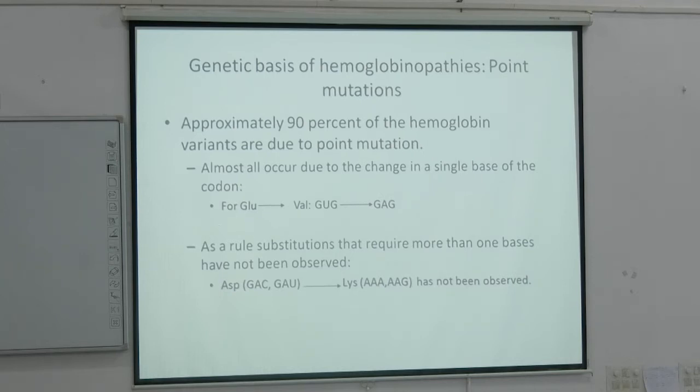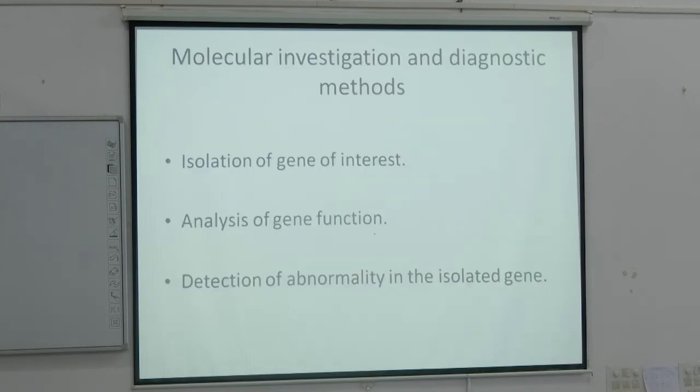This is what you know very commonly. Glutamic acid converts to valine. What are the molecular methods of diagnosis of the hemoglobinopathies? Isolation of the gene of interest, analysis of gene function, detection of abnormality in the isolated gene. These are the steps.